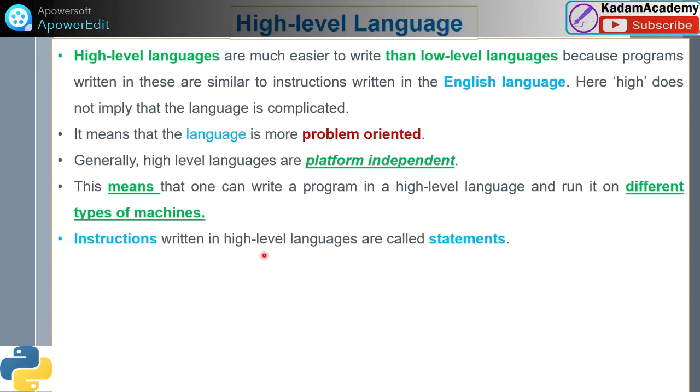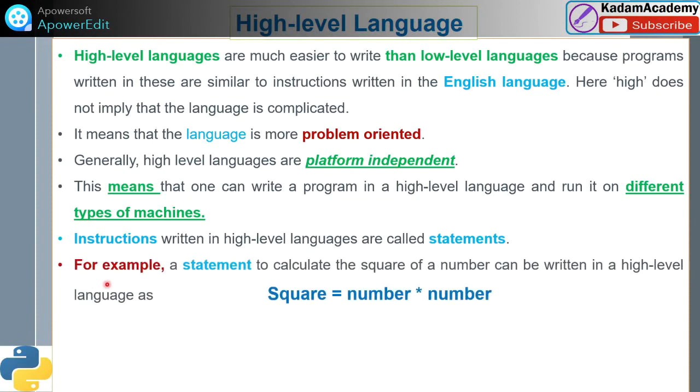Instructions written in high level languages are called statements. For example, a statement to calculate the square of a number can be written in a high level language as square is equal to number into number. This is the instruction. It is written in a high level language.